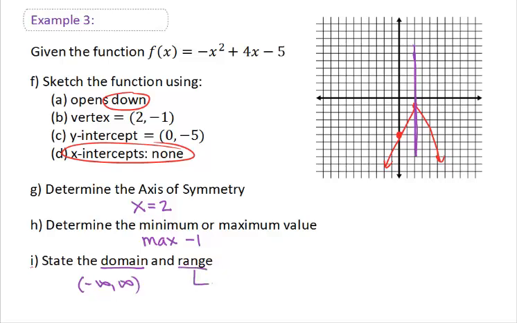Range. We start at the lowest part of the graph, which for this one is negative infinity because it goes down forever, up to the highest part of this graph, which we found in part H, which is negative 1. Negative 1 is part of the graph, so we will use a bracket on that. So we have found all the important points on this graph, and we have analyzed it with the other things beyond. So we have done 3 examples of all of the steps of graphing and analyzing quadratic functions.